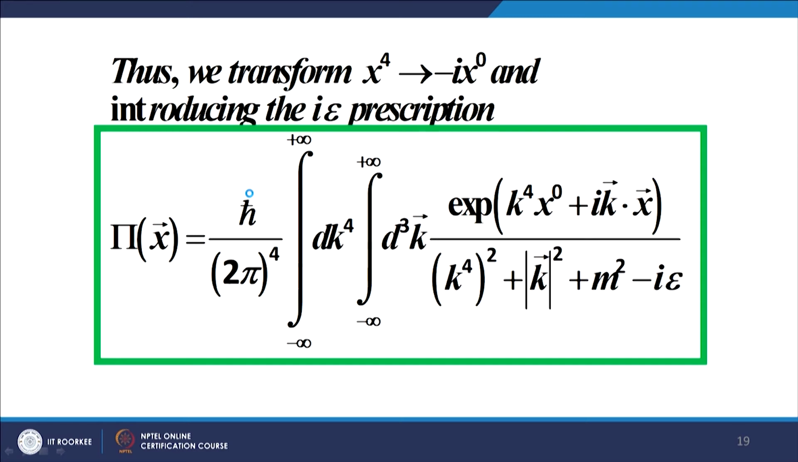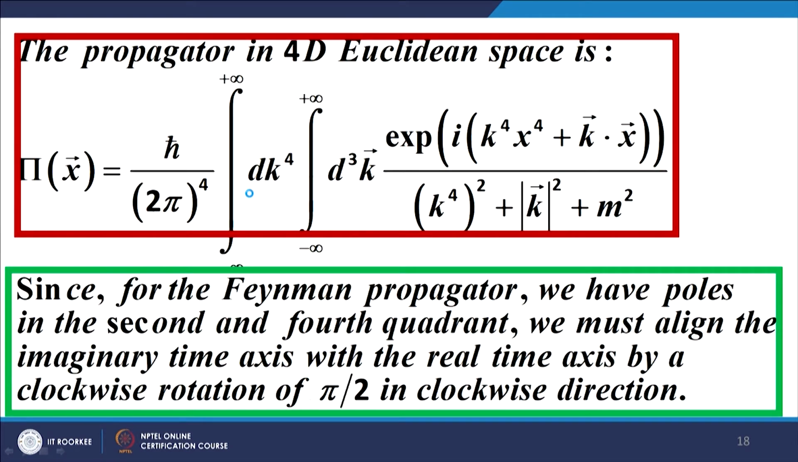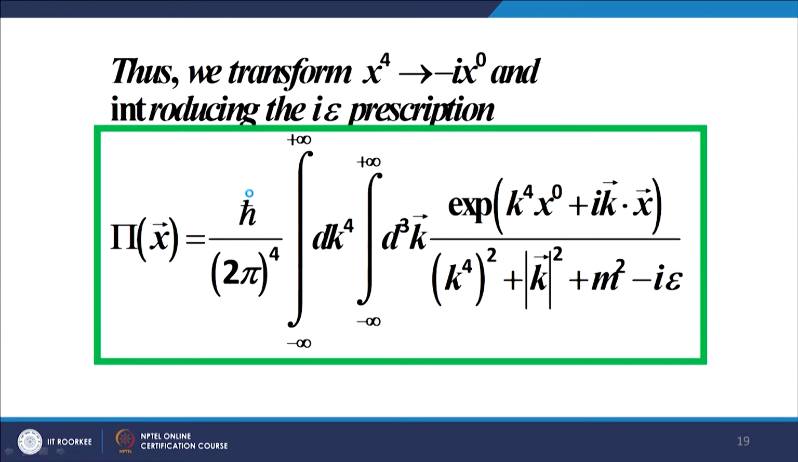When I substitute this x 4 equal to minus I x 0, this is the expression that I get for the propagator starting from the Euclidean propagator. Please note that the expression here in the red box is the expression that we carried forward from the Euclidean propagator. So far nothing has been done about the Minkowski space. Now, with x 4 going to minus I x 0, we are transforming to the Minkowski space as far as the coordinates are concerned, and this is the expression we get.